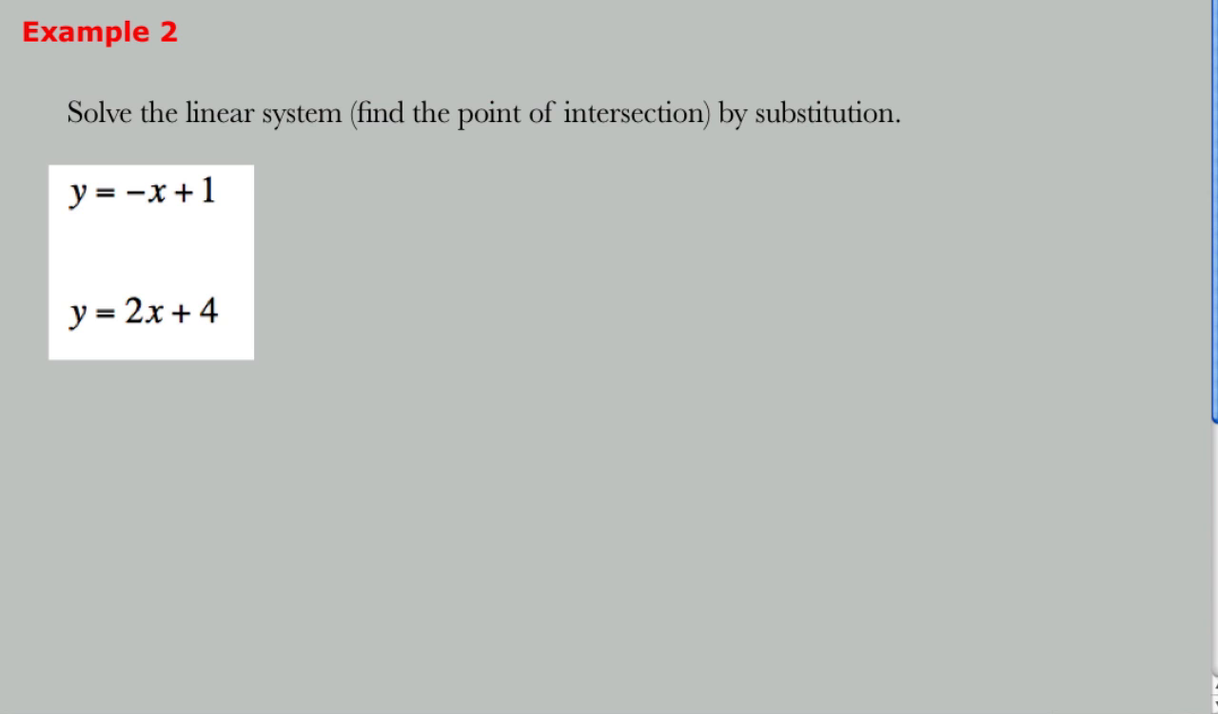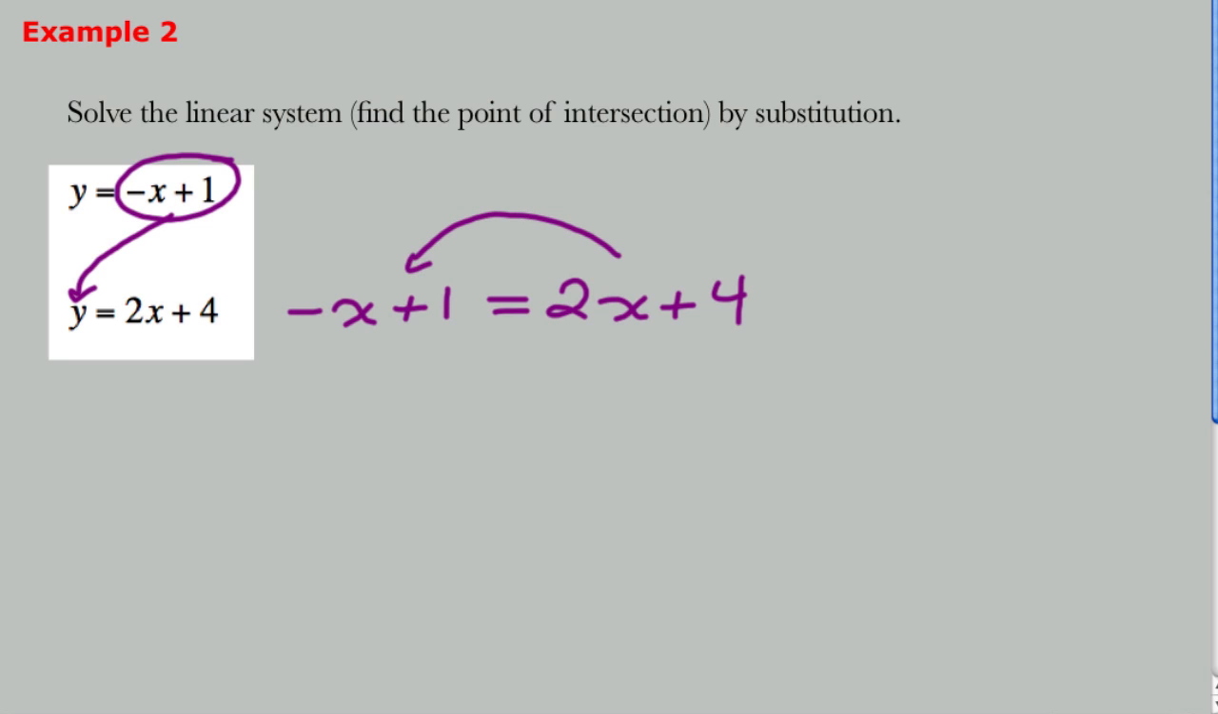Same thing, we have a y that's already isolated. So what we might do is take whatever y equals and sub that into the opposite equation. So instead of y, we would write negative x plus 1, and then the 2x plus 4 is already there. You would want to collect your x's on the same side of the equal sign, so most often we might move the 2x to the left, which means that we would subtract 2x from both sides. And when we do that, negative x minus 2x is negative 3x plus 1 equals 4.